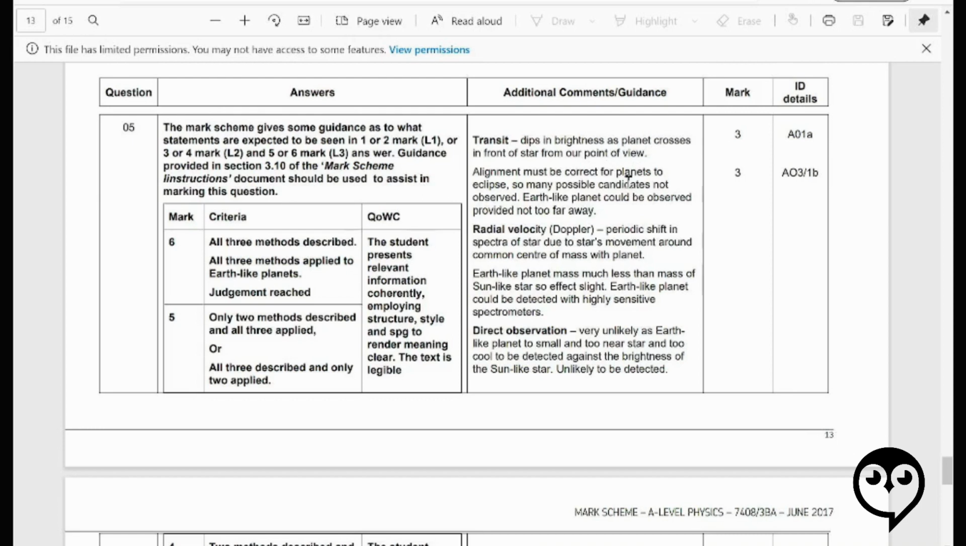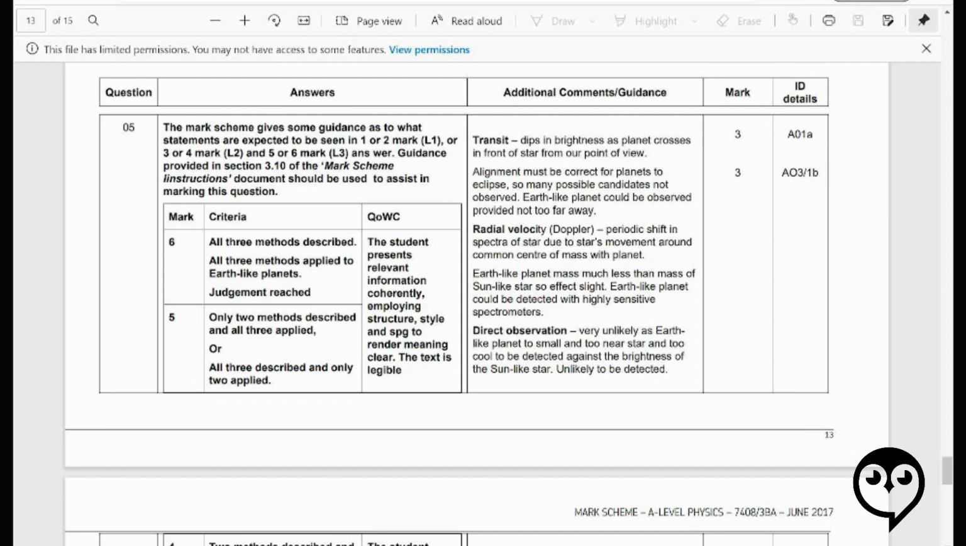Okay. An Earth-like planet could be observed if it's not too far away, because we'd see the difference in that light. Okay, a radial velocity, right? So when it's spinning around, you'll see a periodic shift as the star's moving away or towards you, depending on where you are in its rotation.